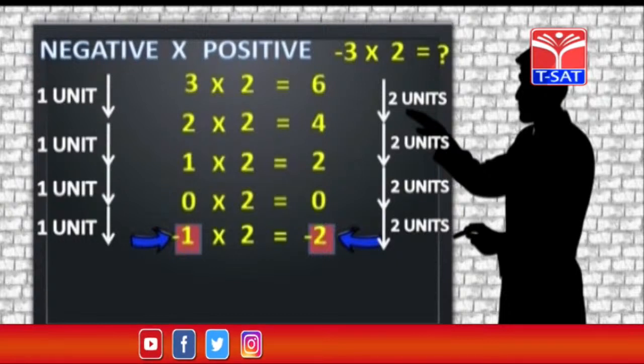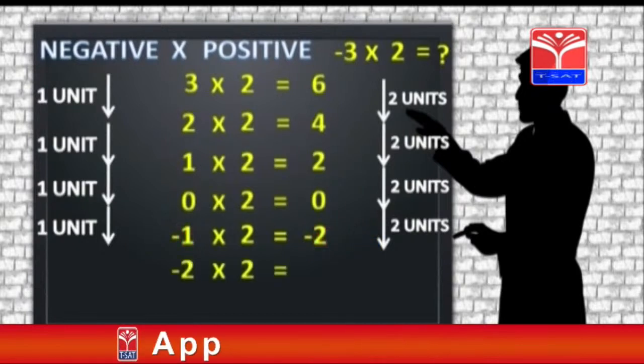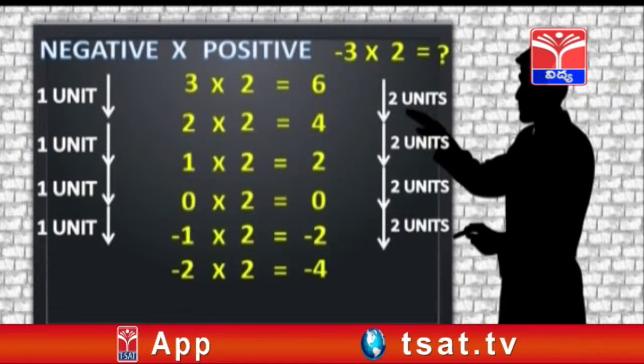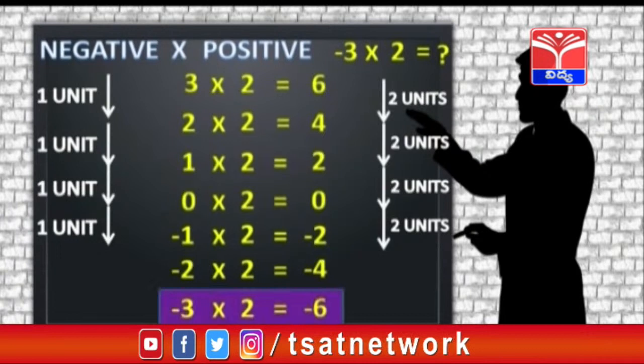Thus -1 times 2 is -2, and similarly -2 times 2 is -4, because the answer should again decrease by 2 units. And third, -3 times 2 is -6, and this is our required result. -3 times 2 equals -6.